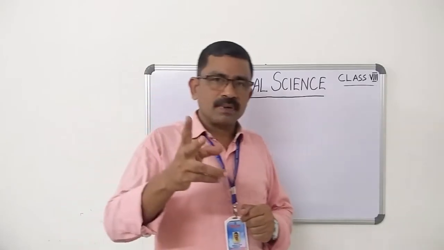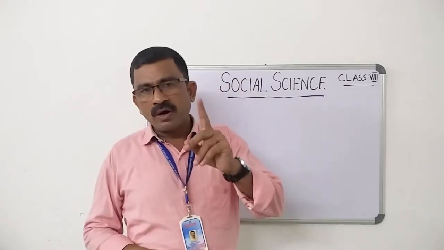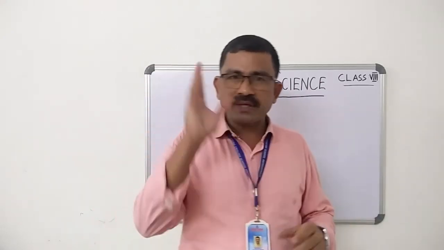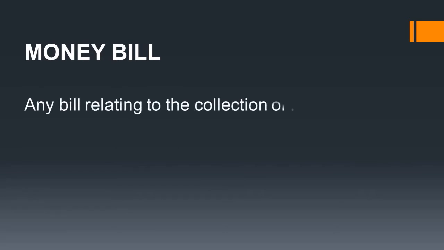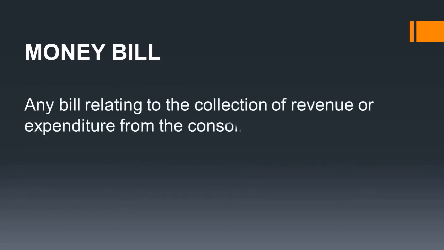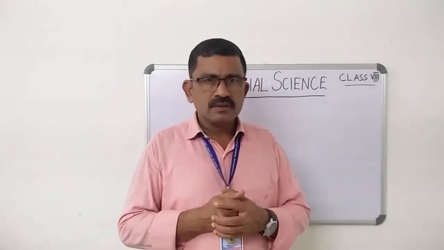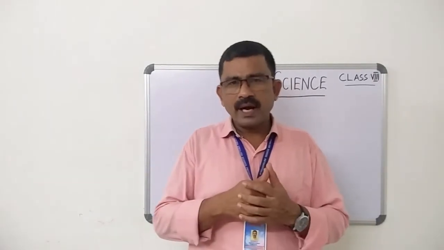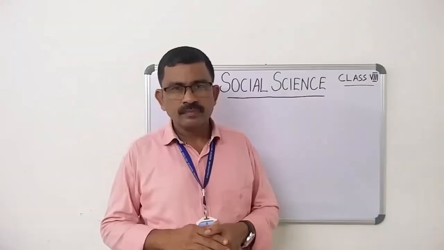But there is another bill, that is money bill. So there are two bills, ordinary bill and money bill. Got it? Students, let's study about money bill. Children, what is money bill? Yes, any bill relating to the collection of revenue or expenditure from the consolidated fund can be termed as money bill. It means the government collects income and spends funds for something. It is known as money bill.